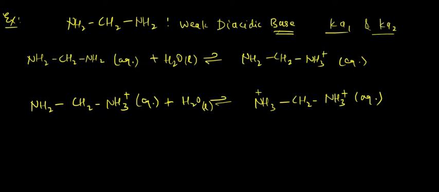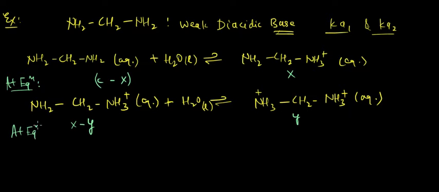Okay, so at equilibrium we can write that, let's say initially C was the concentration and at equilibrium the concentration is C minus X. X is the concentration of this compound formed. Then out of this X, let's say Y got dissociated to form Y amount of this compound at equilibrium, and to maintain the homogeneity of simultaneous equilibrium I have to add X minus Y here as well.